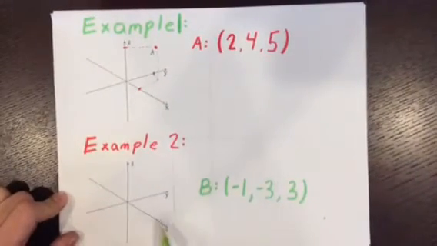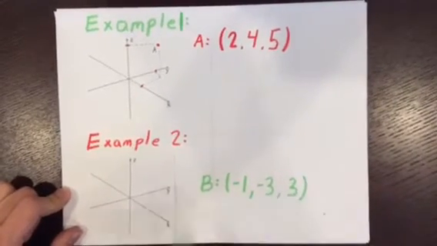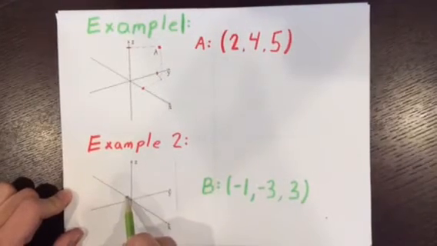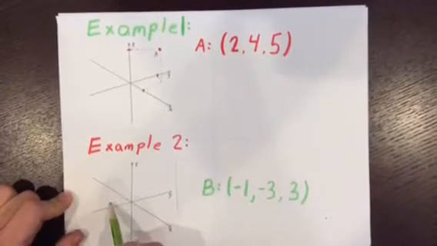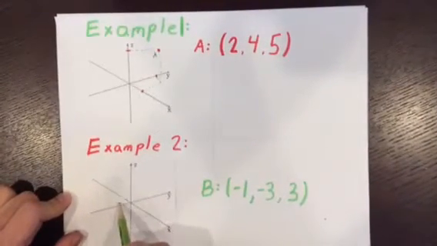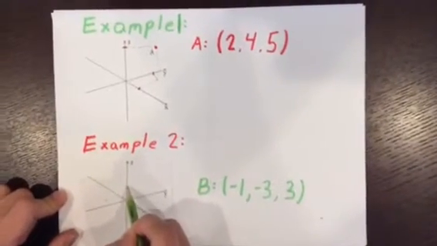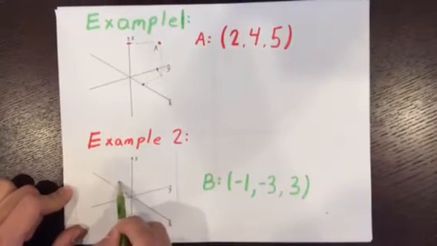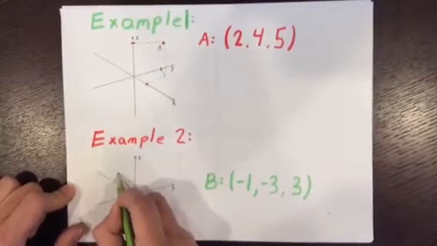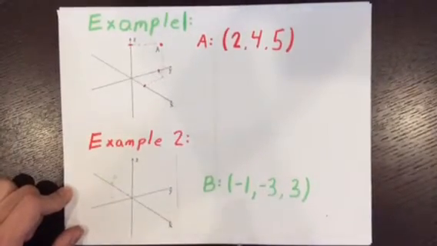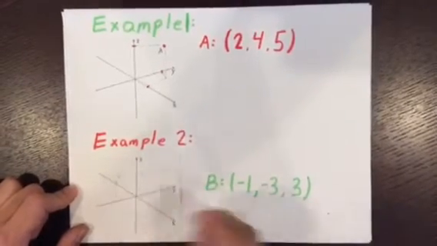For example 2, point B hasn't been graphed yet, but you know that point B is (-1, -3, 3). So for your x value, you have -1, probably about right there. For your y value, -3, so you say 1, 2, 3, so they'll meet right there. And finally, for your z value, you say 1, 2, 3 right there. Make that extend out, extend up. The point will most likely end up right about there. You have your point B at (-1, -3, 3). Sorry, that's a little messy for you guys.